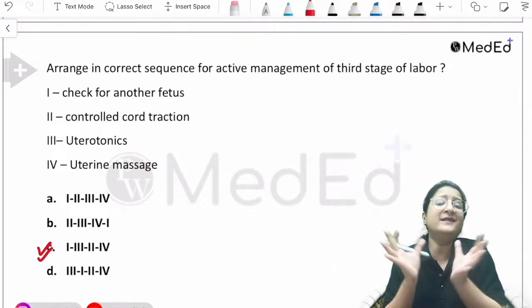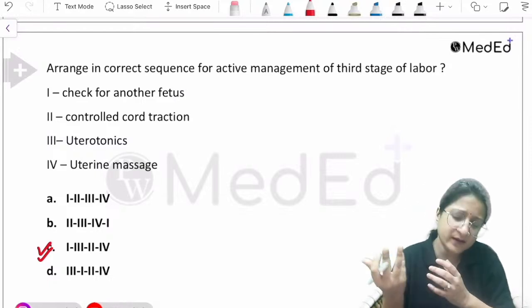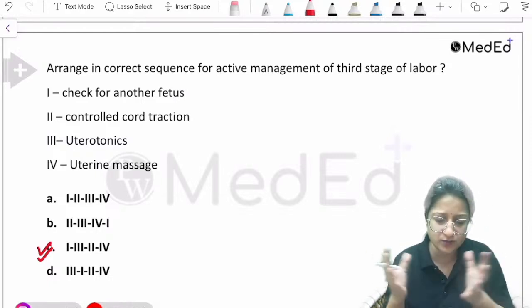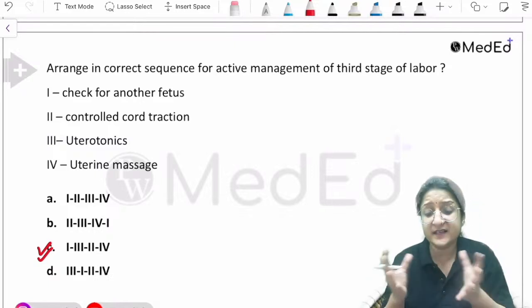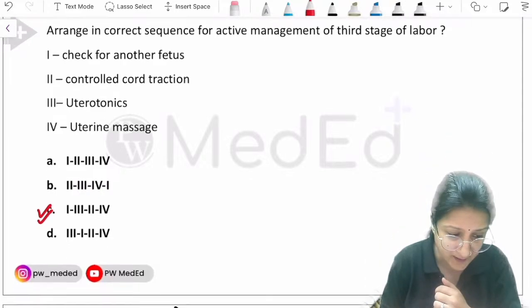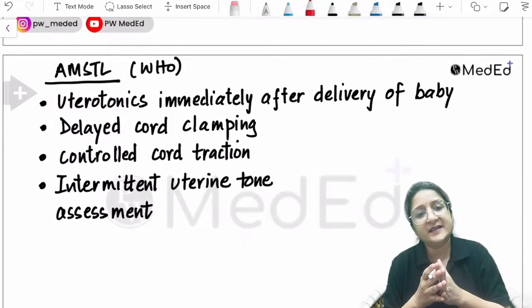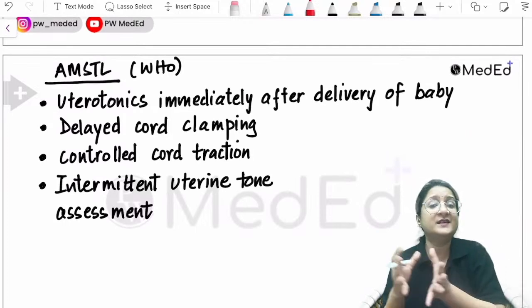And after that, intermittent uterine tone assessment is what the WHO recommends. But a uterine massage is given in the option, so that's also fine. So the correct sequence is 1, 3, 2, right? So that's your correct answer. Majority of you answered correctly. So remember the AMTSL recommendations, uterotonics after delivery of the baby.